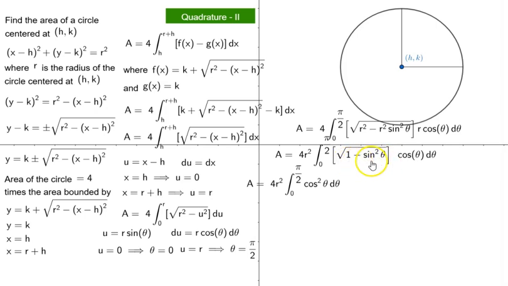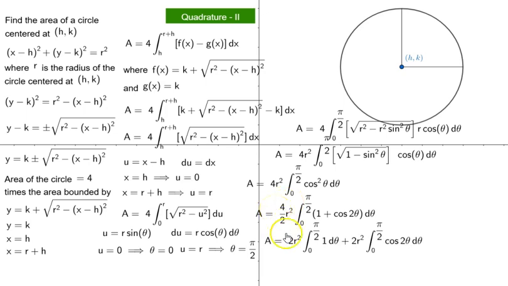Now 1 minus sine square theta is cos square theta, and square root of cos square theta is cos theta. And we have a cos theta here. So we end up with 4r square times the integral from 0 to pi by 2 of cos square theta d theta. Okay, now cos square theta is equal to 1 plus cos 2 theta by 2. That 2 in the denominator, we take it out of the integral. We end up with 4 by 2 r square times the integral 0 to pi by 2 of 1 plus cos 2 theta d theta.